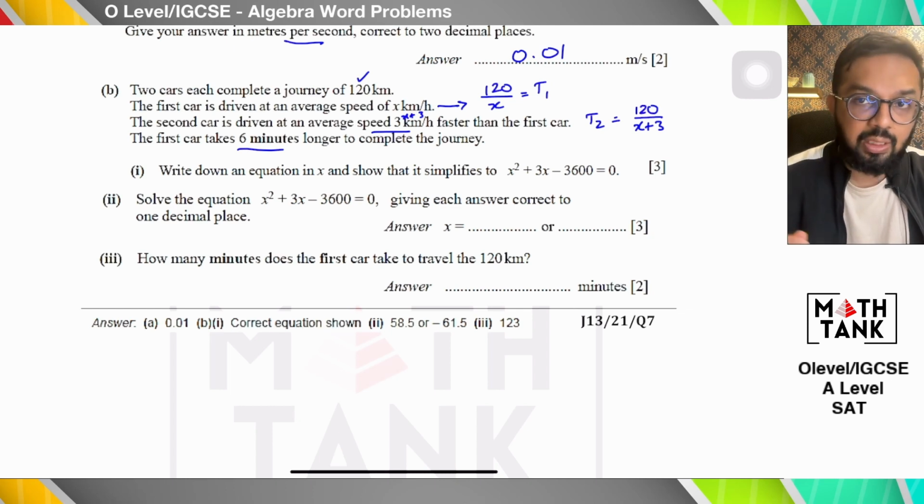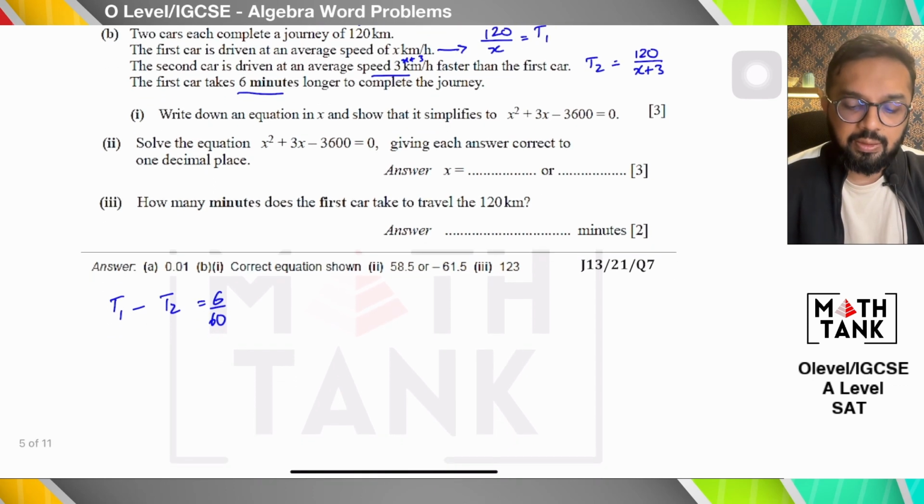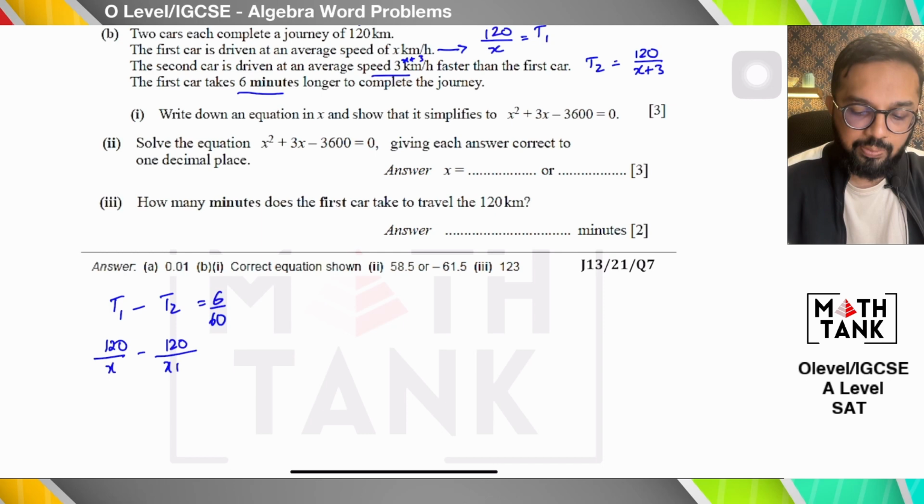Write down an equation in X. So what am I going to do? I'm going to say that T1 minus T2 equals 6 minutes. Now, all of these were in hours, so I can't write 6 minutes. I'm going to write 6 divided by 60, minutes divided by 60, so that I get a total of 1 over 10. 6 over 60 is 1 over 10.